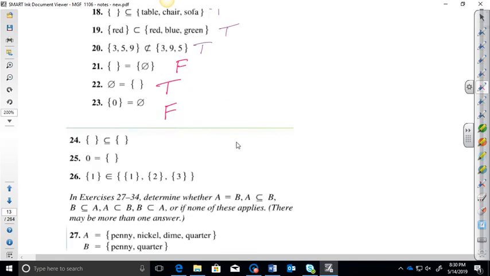Empty set is a subset of empty set. True. That's true. 0 equals empty set? That's false. 0 is the cardinal number of the empty set, but 0 is not the same as the empty set. Okay, look at the next one.